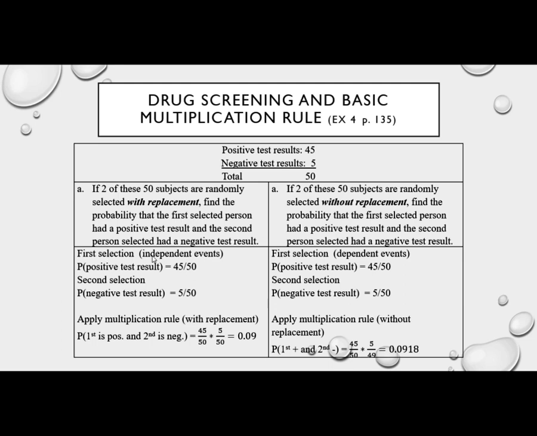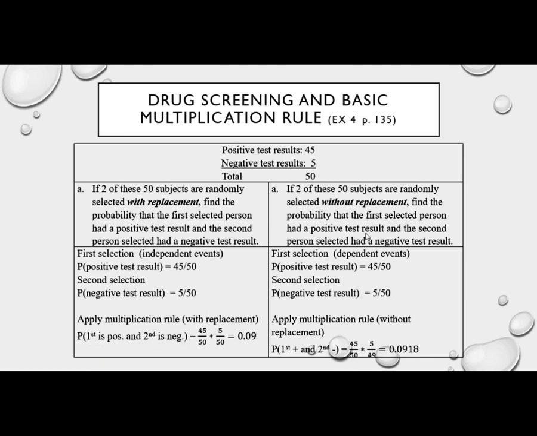So let's look. The first selection, these are independent events. The probability of a positive test result is 45 out of 50. The second time, the probability of a negative test result is 5 out of 50. I'm still using 50 for both. I apply the multiplication rule with replacement. I just multiply them and I get 0.09. Okay, so the first one's positive, the second one's negative.